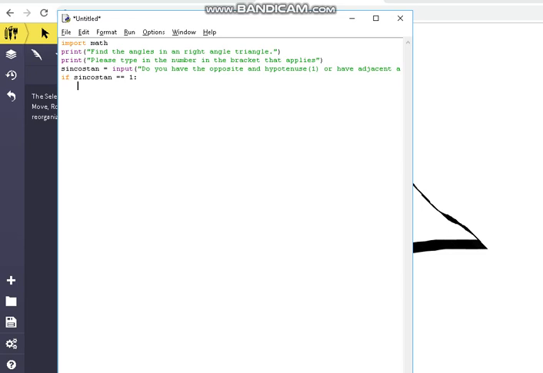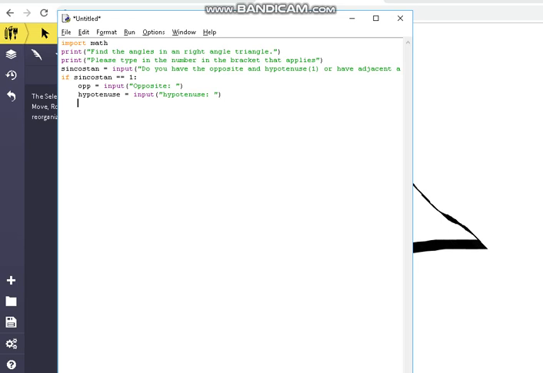So opposite equals input, and then you get your input of opposite. The units don't really matter as long as they're all the same, right? So hypotenuse equals input hypotenuse. Good. Okay, so we've got our opposite and we've got our hypotenuse.